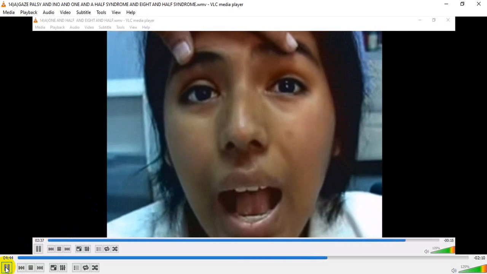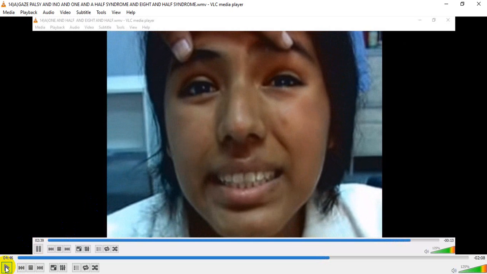Now if you ask the person to show the teeth, you can see that right side nasolabial fold is not clear. This angle is drooping. You can see a clear nasolabial fold.